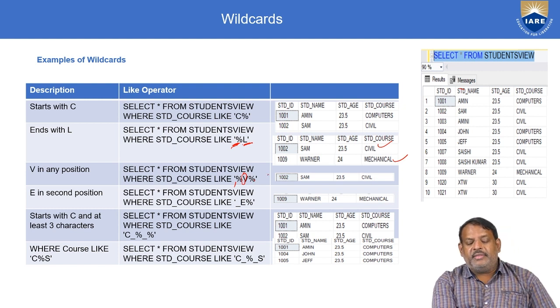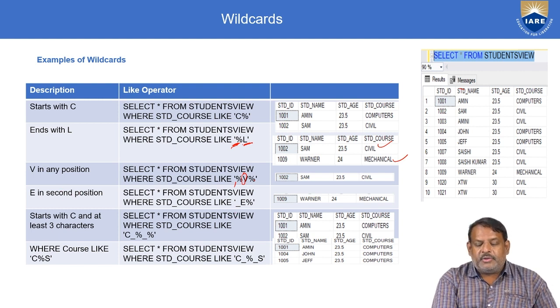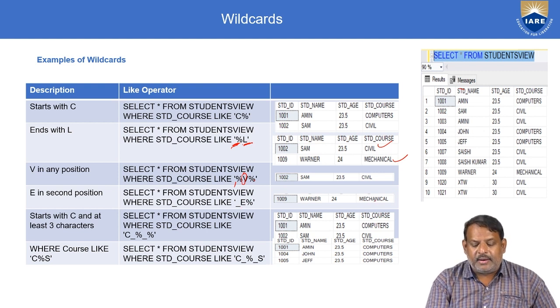Now, if you want to know E in the second position, use underscore E. The starting letter can be anything. The second letter should be E, which means mechanical.